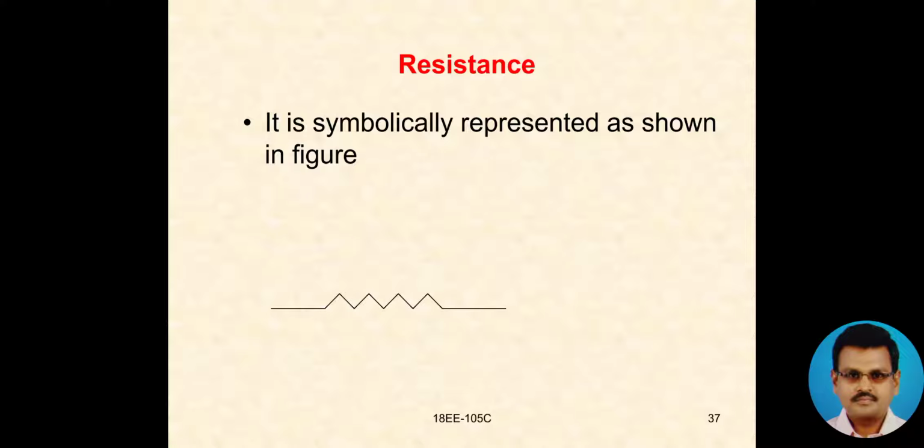It is symbolically represented as shown in the figure. It is a circuitry representation or symbolic representation of the resistance shown in the figure below. It is denoted by capital R. It is a resistance.